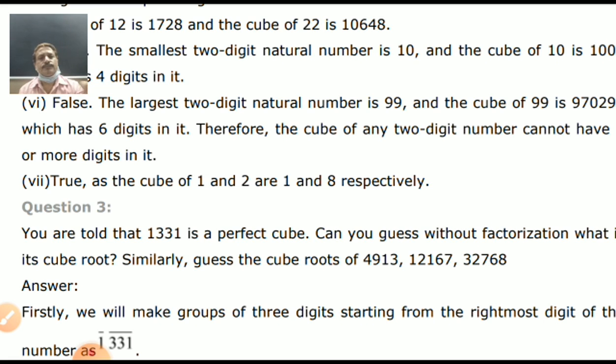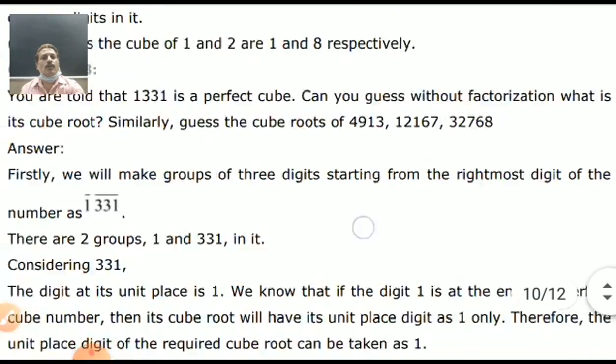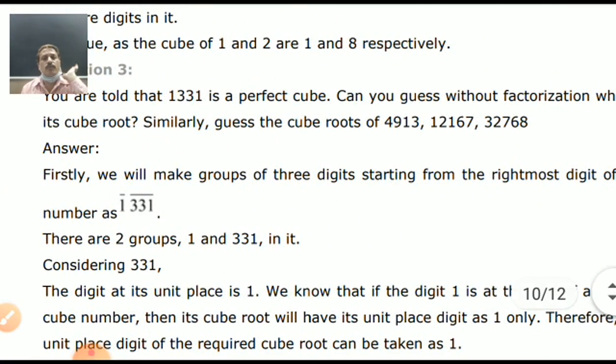Correct? Question number 3. You have been told that 1331 is a perfect cube. Can you guess without factorization what its cube root is? Similarly, guess the cube roots of 4,913, 12,167 and 32,768.